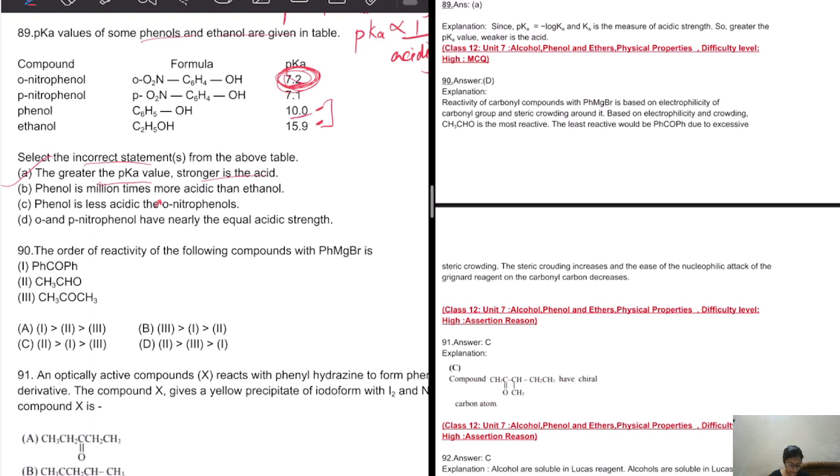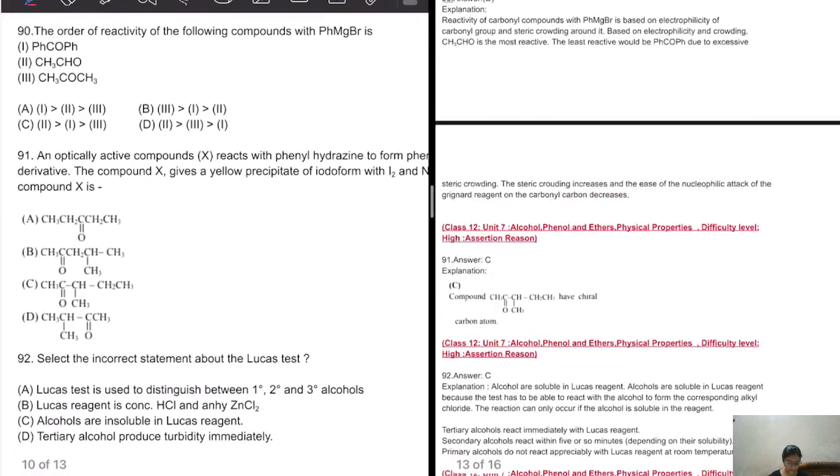Ortho and paranitrophenol are nearly equal in acidic strength, so their pKa should be near. That is 7.2 and 7.1. So this statement is also correct. So the correct answer is A. Let's see the next question.